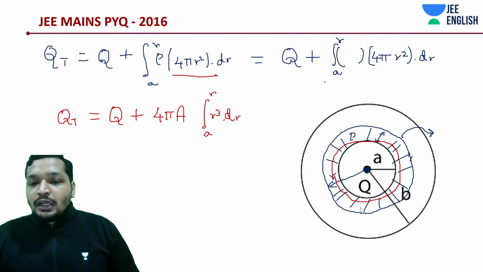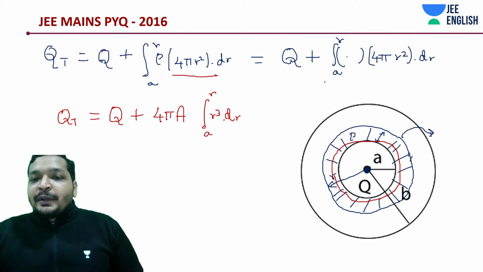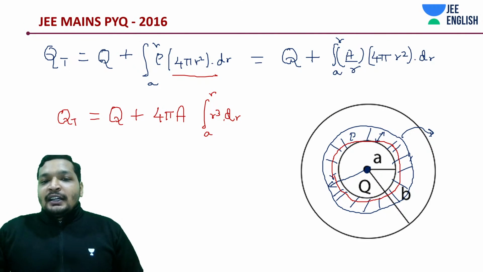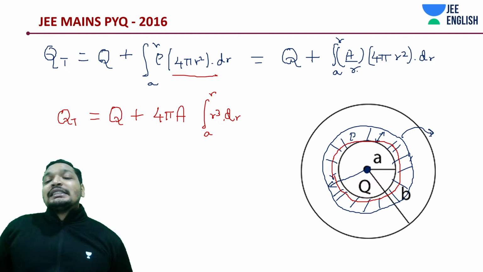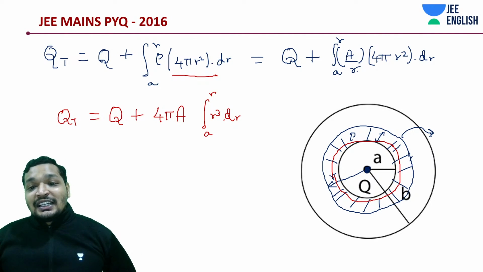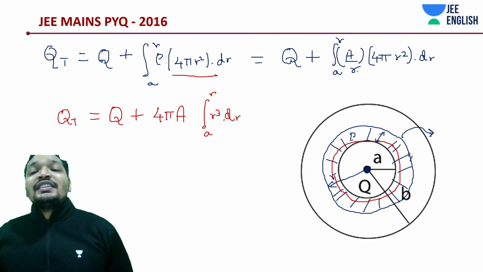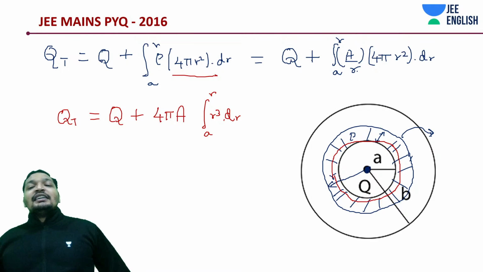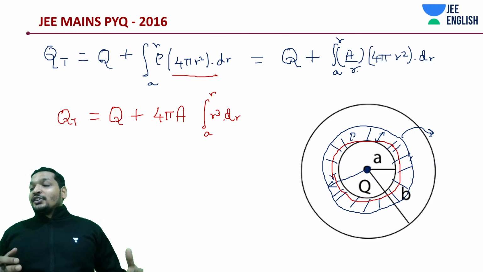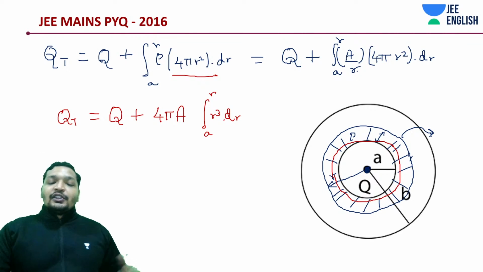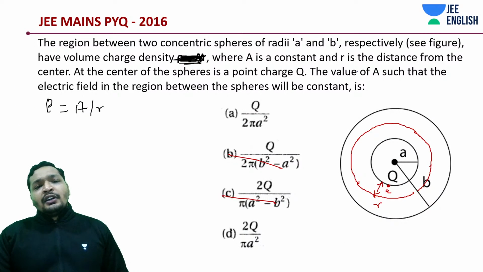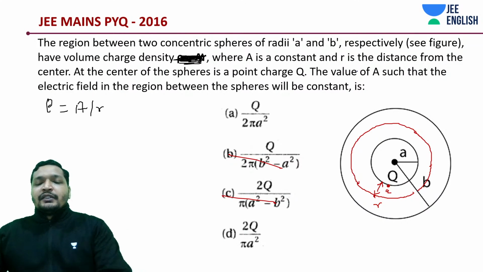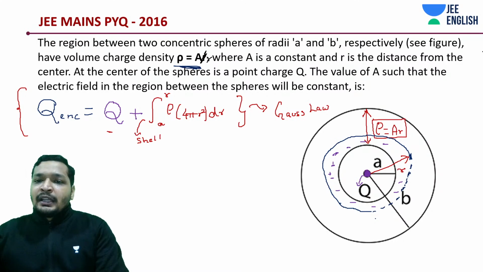This should have been also A by R, because you know why? Because if it was A into R, this is not at all feasible, because charge density is increasing. What you have inside is a constant charge Q. That would never be feasible. So the question would have had A by R. I think I might have mistakenly written it down as A into R, or maybe it was given as A into R, but it should have been A by R.